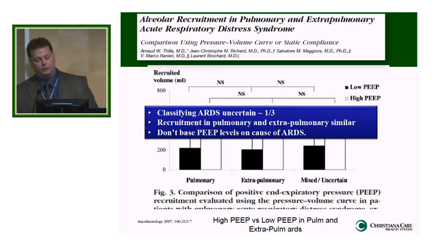I think it's interesting, too, because what they said in the comments with this study was it's difficult to classify if it's truly pulmonary versus truly extrapulmonary. About a third of the patients you won't really know. Recruitment in pulmonary and extrapulmonary in this study was similar. There wasn't a different amount of recruitment or response to PEEP. And so they say you shouldn't base PEEP levels on the kind of ARDS you think it is, because you may be wrong and they may actually respond the same no matter what kind of ARDS they have.